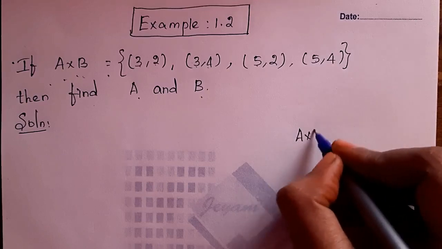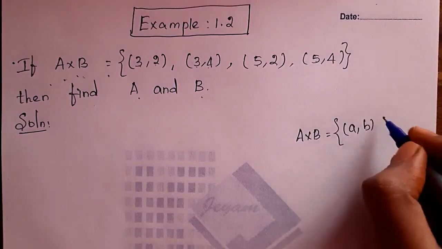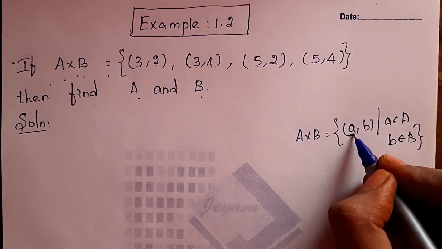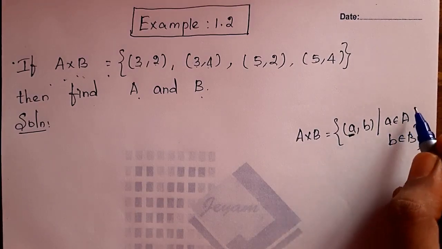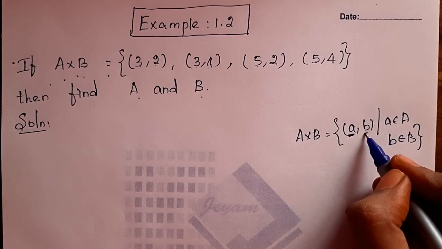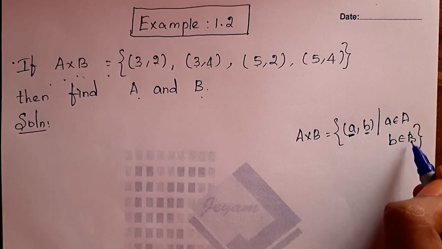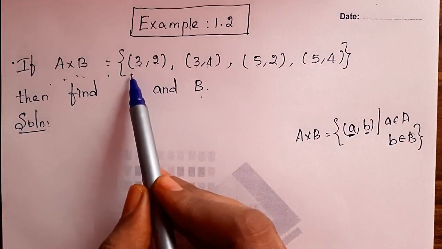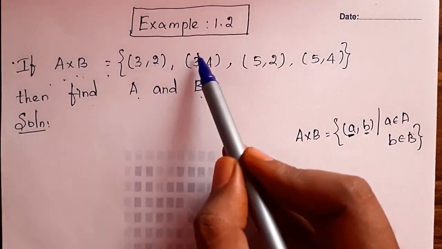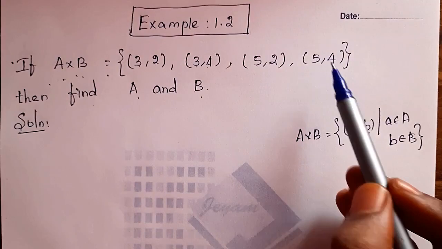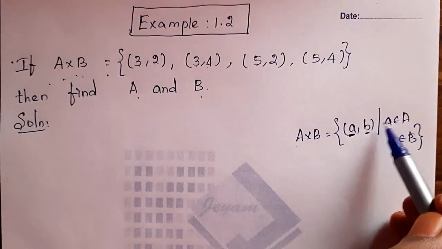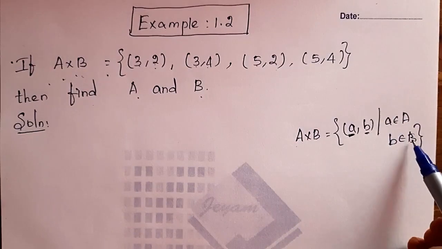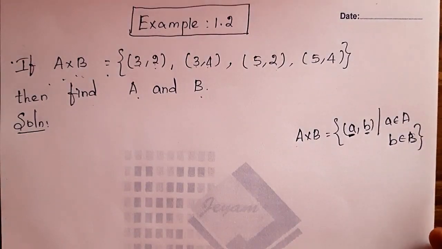What is A cross B? It means the set of all (a, b) such that a belongs to A and b belongs to B. So all the first elements, otherwise first coordinates, are from the set A, and all the second elements, otherwise second coordinates, are from the set B. So from that Cartesian product we can pick up the first coordinates, that is known as set A, because all the a belong to capital A. If you pick all the second elements, that is from set B. That's all. Very simple problem.